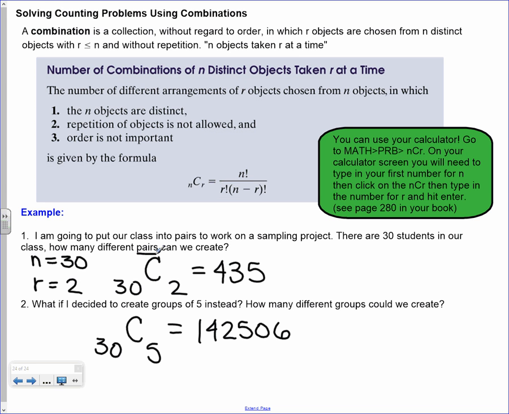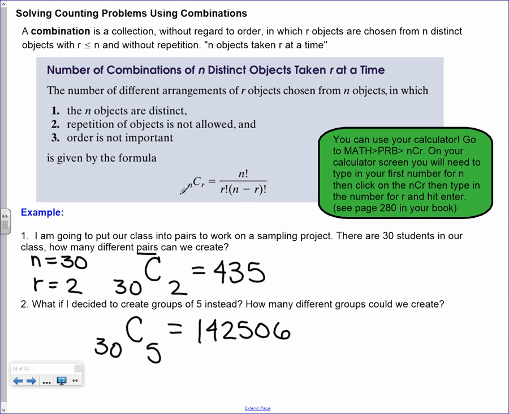A pair means 2 people, right? So I'm asking how many different ways can I put 2 people together? I could put person A with person B, or person B with person C, or person A with C, or B with D. I can do a lot of different ways, right? So the easy way to figure this out is by using combinations.